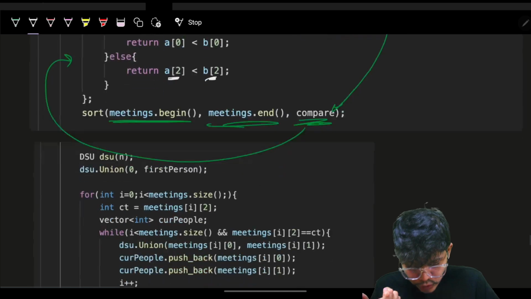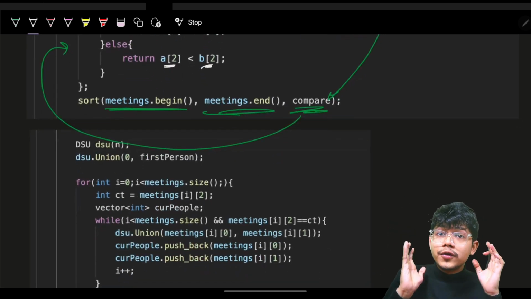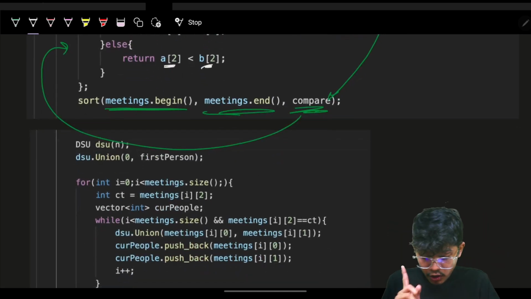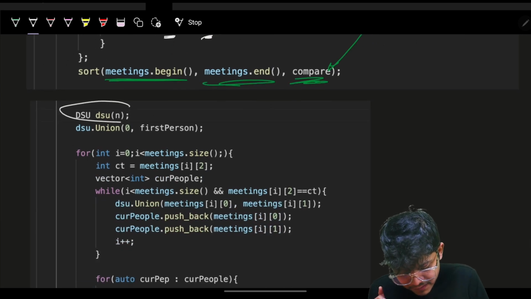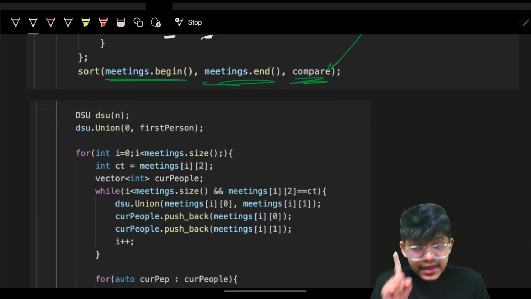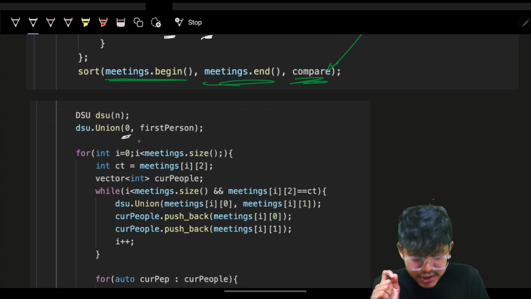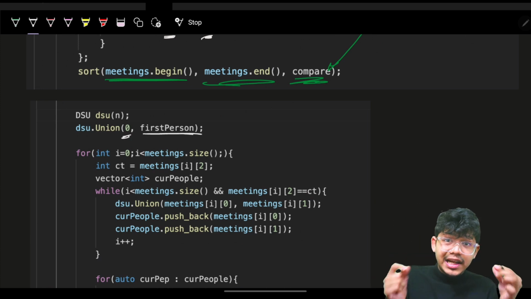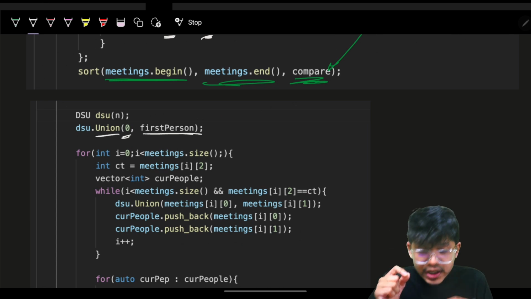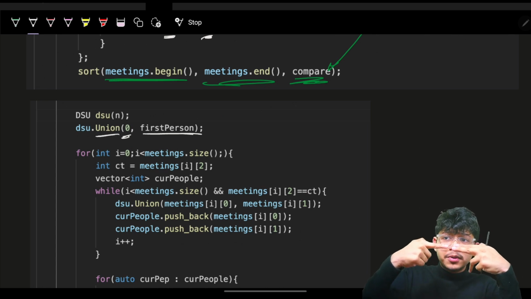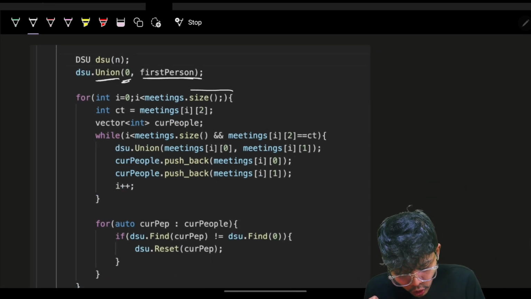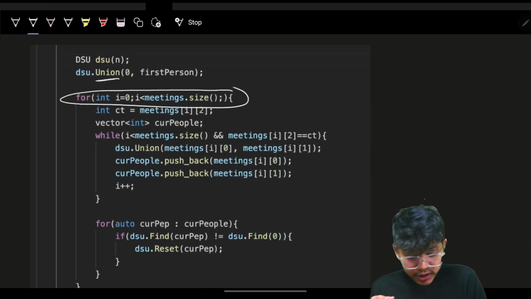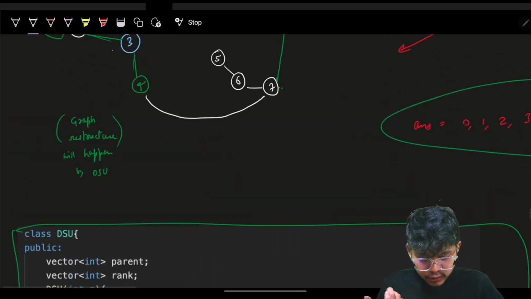Now when this portion is done, you are good to start your actual meetings on the basis of their start time. So I will initialize my DSU. In the very beginning, you know that person 0 and the first person will connect to each other. So I just unioned them, as in connected the first person and person 0.